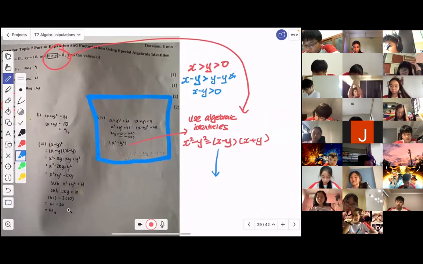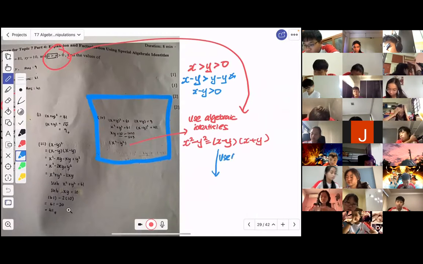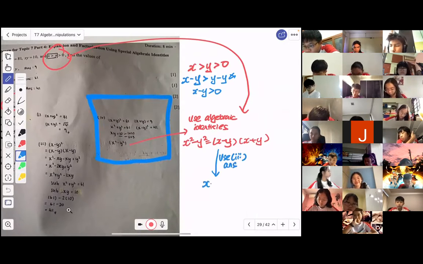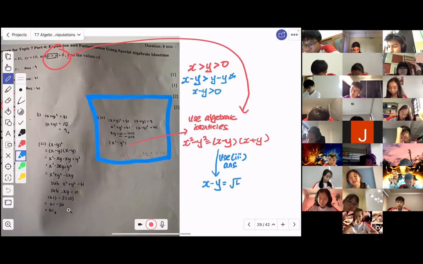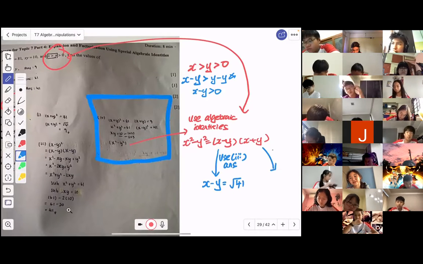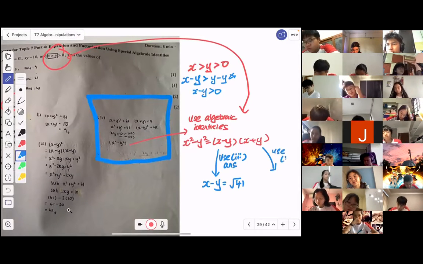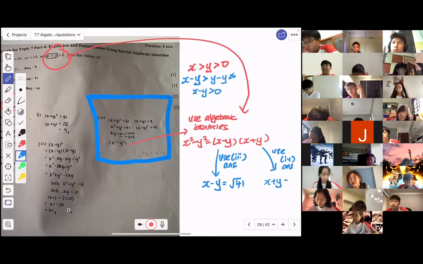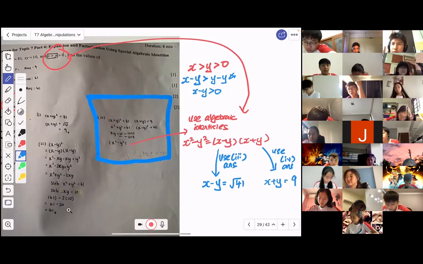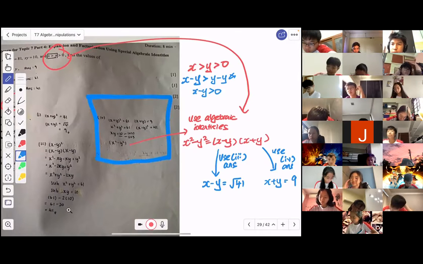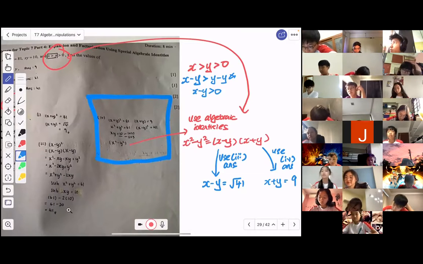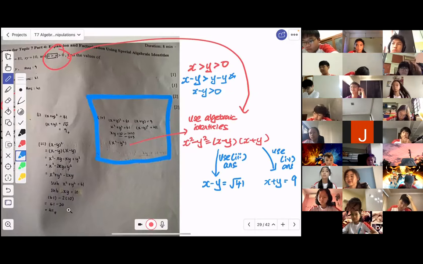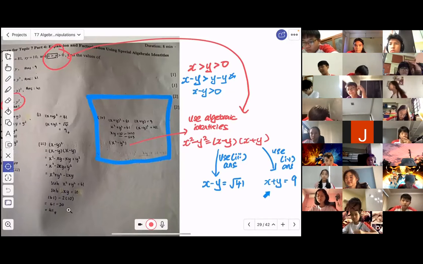Use part 1, use part 3 answer. You can show that x minus y is square root 41. For x plus y, you use part 4 answer. You can actually show that x plus y is equals to 9. Okay, so far? There are 2 possible square roots, but you use the positive one.